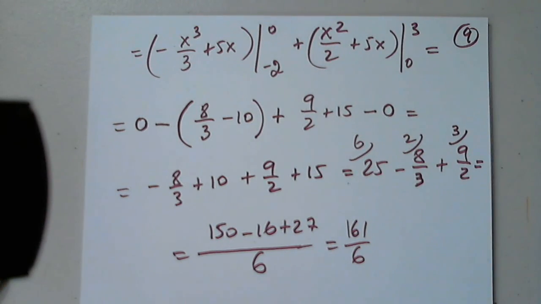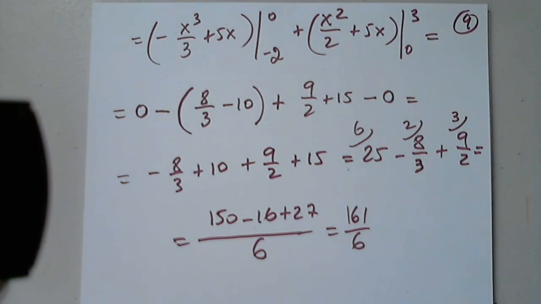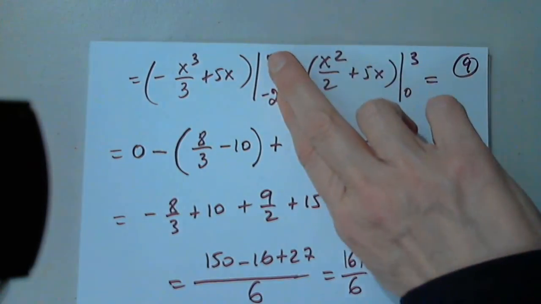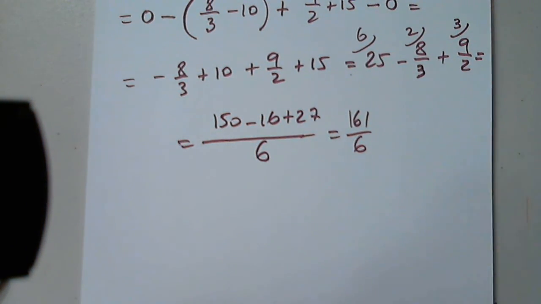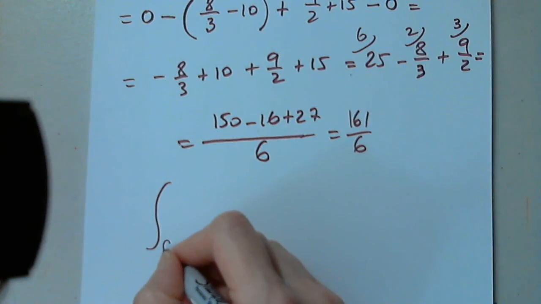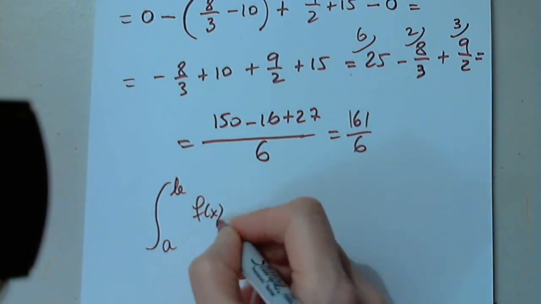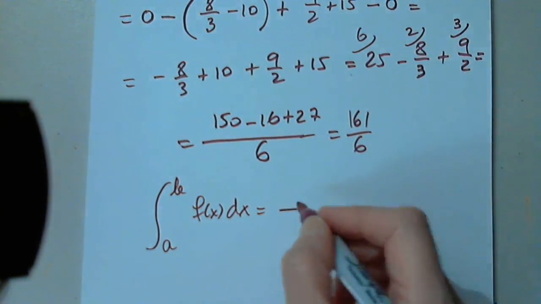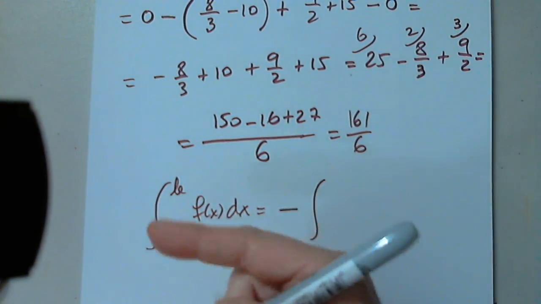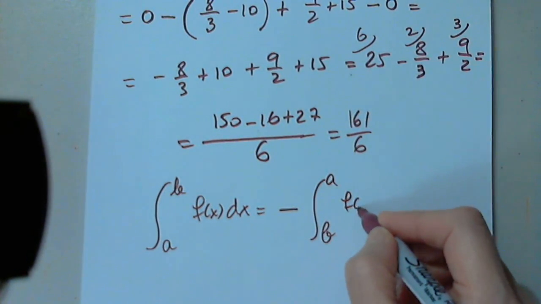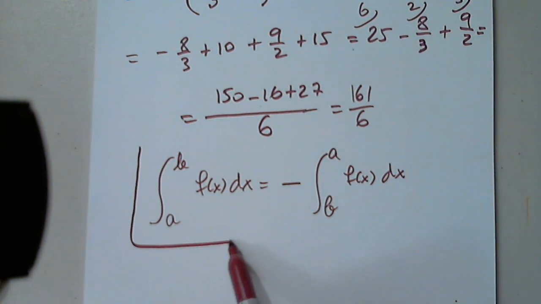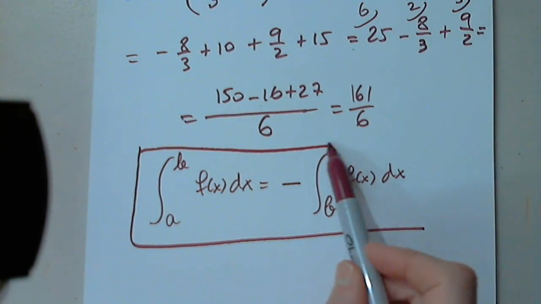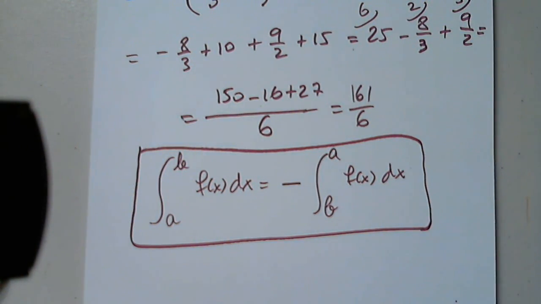What's going to happen if I misplace 0 and negative 2? If you swap these, mm-hmm. Very good question, awesome. So here's the property. The integral from a to b of f of x dx is the opposite of the integral from b to a of f of x dx. So you will get the opposite answer. Very good question.